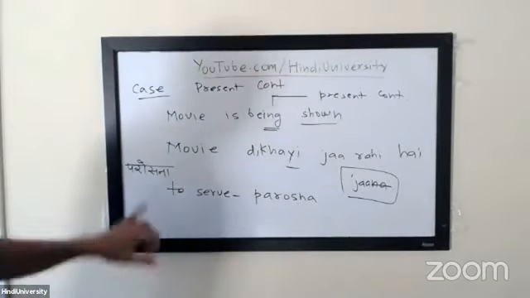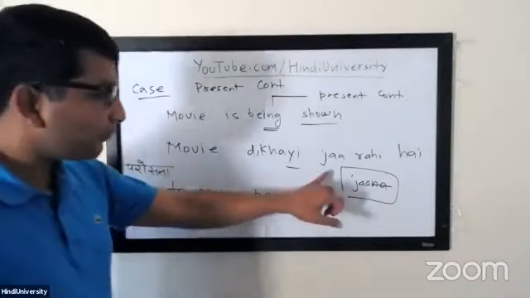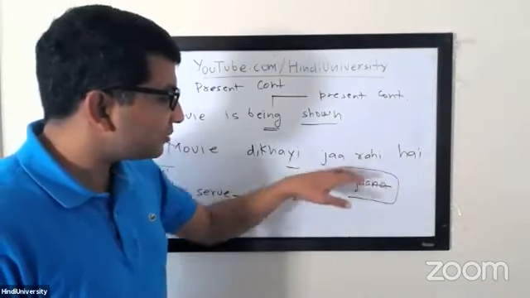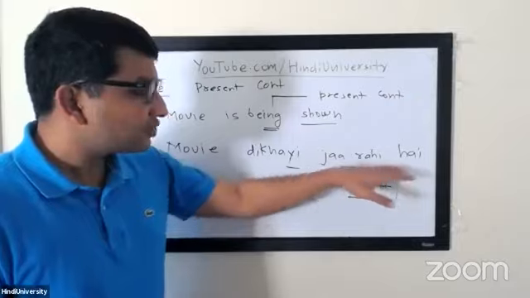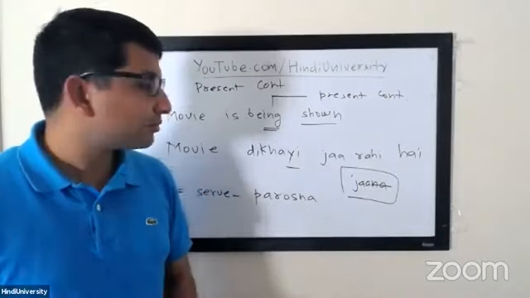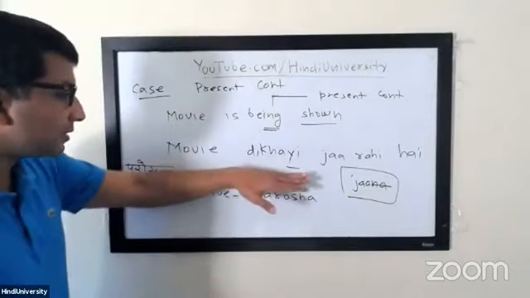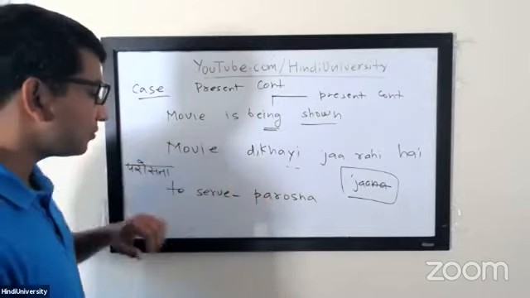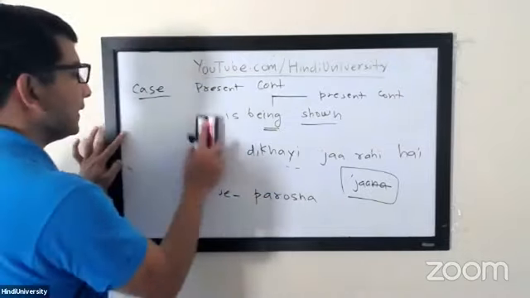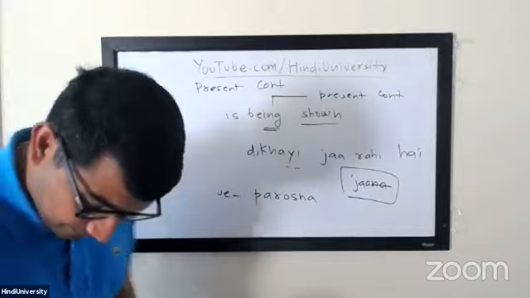So this was present continuous. Okay, remember the focus. This part should be clear. Ja raha hai, right? Ja rahi hai, ja rahe hain, this part should be clear. It's really about getting down to the verb here. Okay. Yeah. Another question.